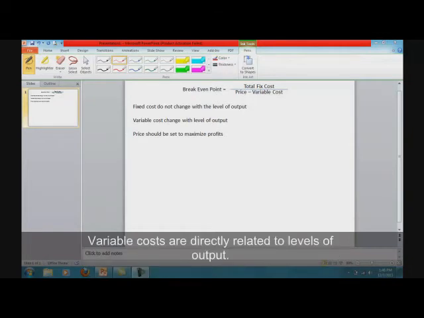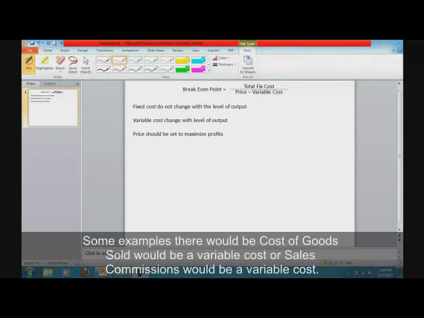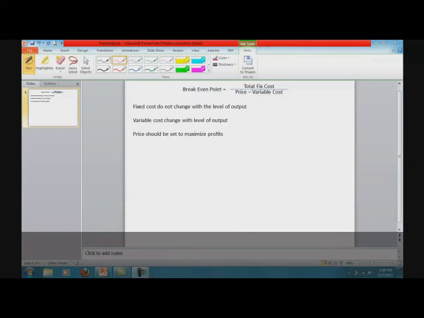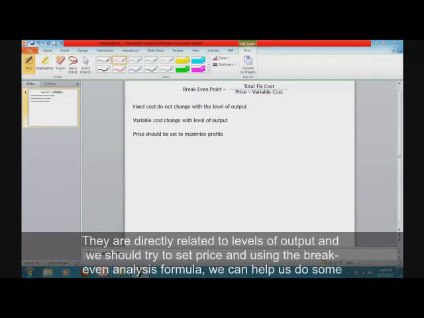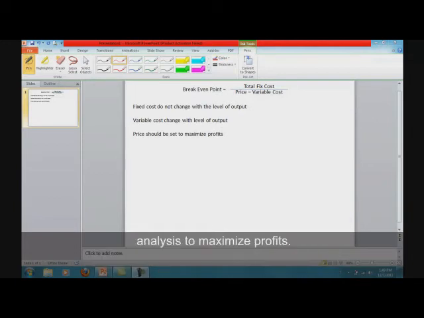You have to pay the CEO no matter how many sales you make. Variable costs are directly related to levels of output. Some examples would be cost of goods sold or sales commissions. They're directly related to levels of output, and we should try to set price, and using the break-even analysis formula, we can do some analysis to maximize profits.